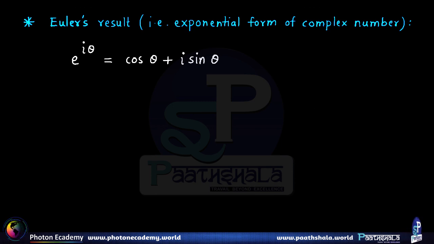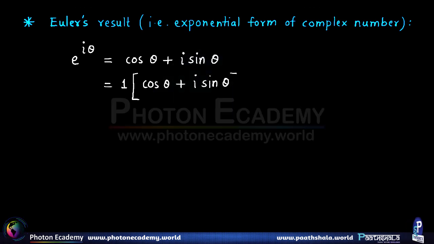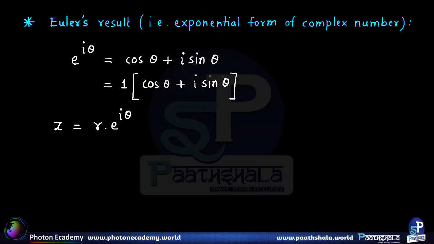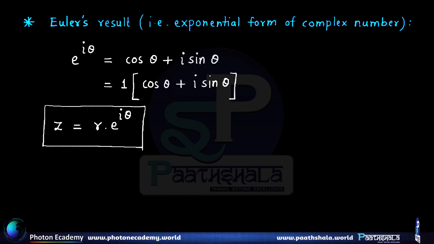Here we see that the right hand side is actually having the magnitude as 1. So therefore the value of r is equal to 1. So in general we always denote the complex number z as r into e raised to i theta, where r is the modulus of the complex number and theta is the argument of the complex number. So using the Euler's form, we get a third way to represent a complex number.